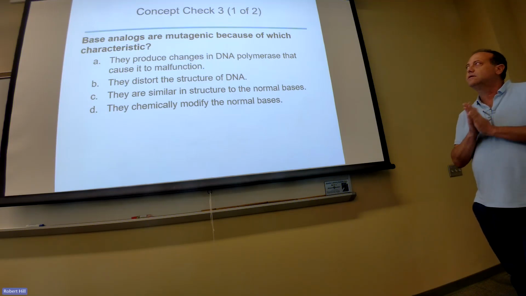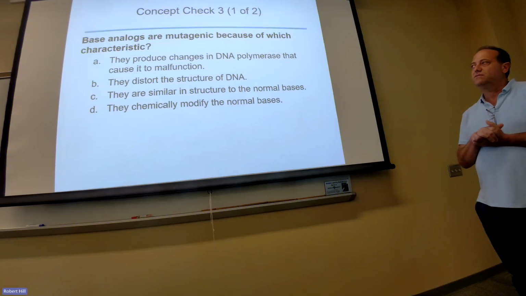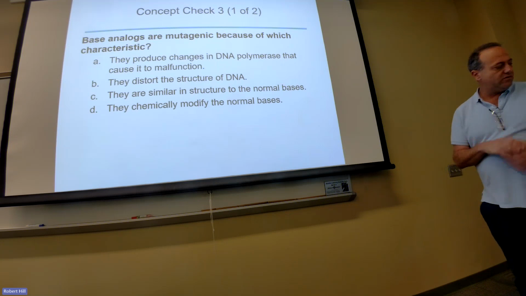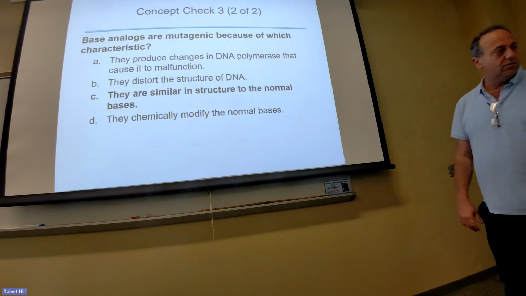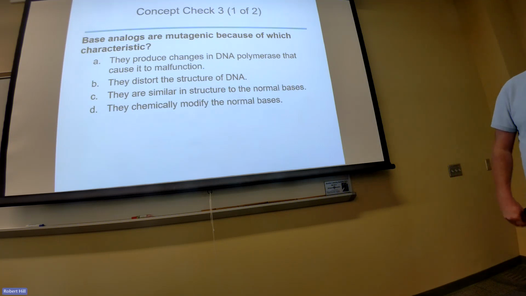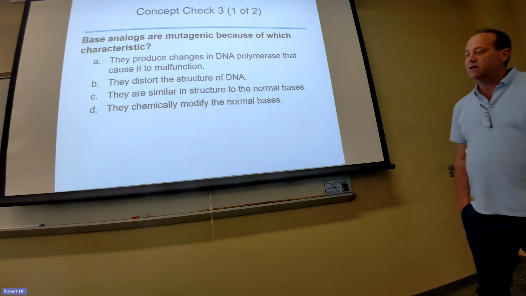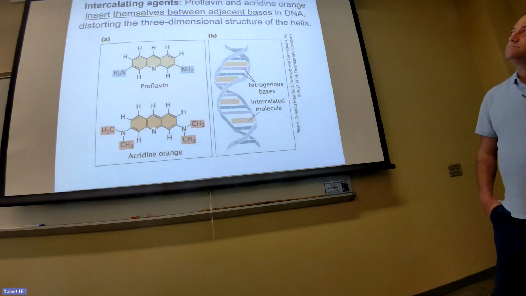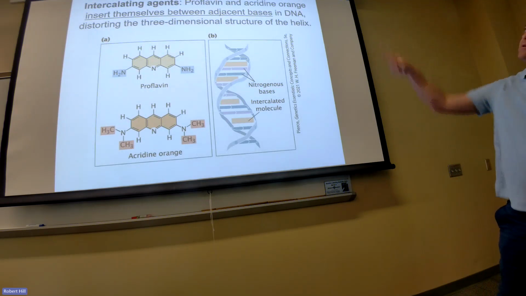What do you think? That's the answer. C is highlighted? Yes. It should be B. It is. Oh, no, that's wrong. Okay, yeah, it should be B. They distort the structure of DNA. So they're right there, distort three-dimensional structure.